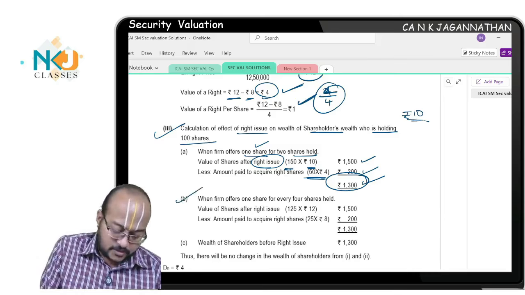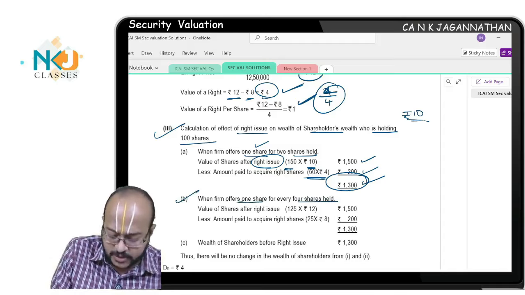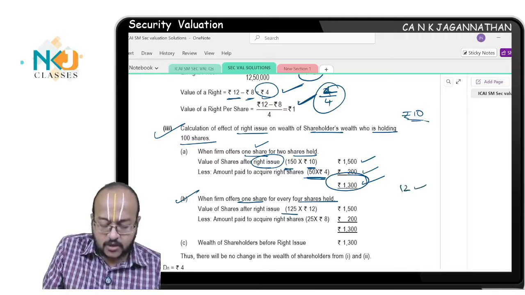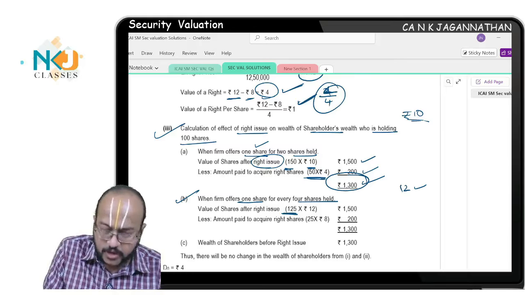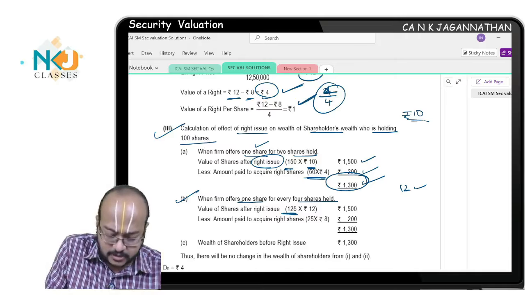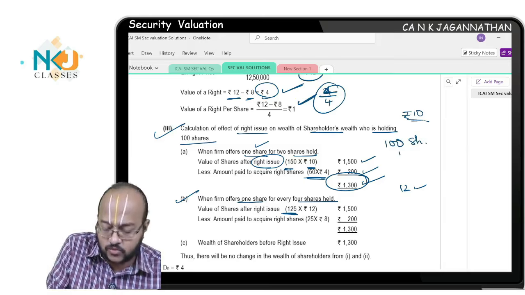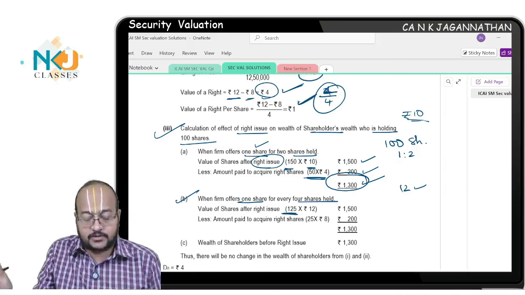Next, when the firm offers 1 share for every 4 shares held, what happens? The value of shares after the rights issue, the theoretical price in the second case, is 12 rupees. So 12 into 125. Why is this 150 and 125? Can you tell? Very simple. See, existing shares, 100 shares. If the rights issue ratio is 1:2, what will be the total number of shares? The denominator is 100 shares plus 50 shares, 150 shares.